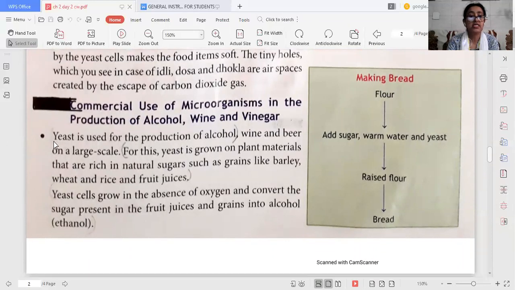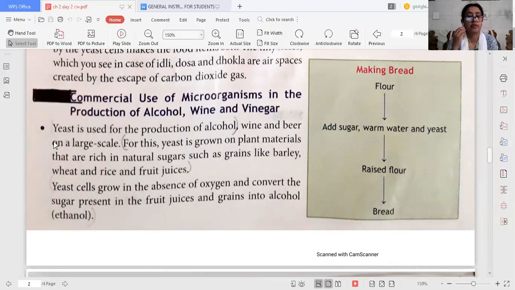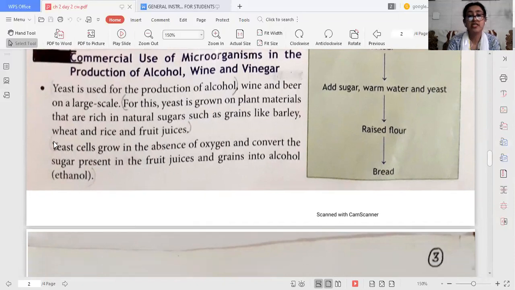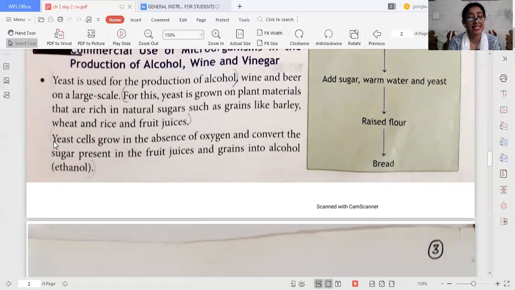Now yeast is used for the production of alcohol, wine and beer on a large scale. For this, simply yeast is grown on plant materials that are rich in natural sugars like barley, wheat, rice, fruit juices. And here the yeast is grown in the absence of oxygen and it converts sugar into alcohol, which is known as ethanol.